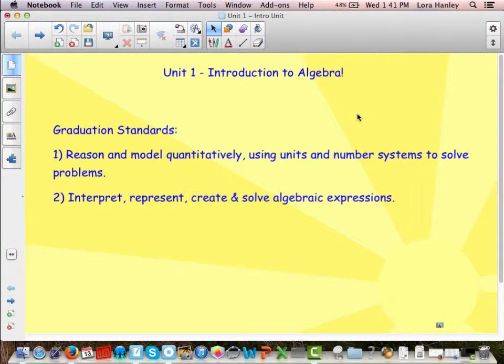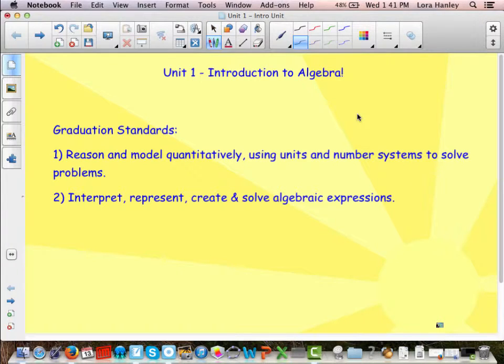Hello everyone, my name is Miss Hanley and this is the first unit in Algebra 1. So today we're going to talk about an introduction to algebra. Hopefully most of this is review for you. And let's begin with the graduation standards that will be covered.